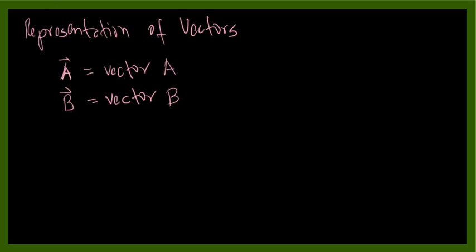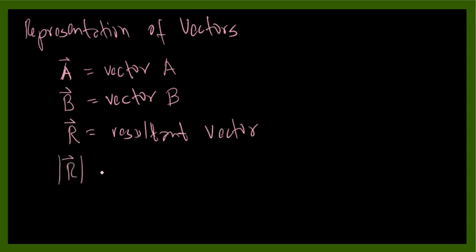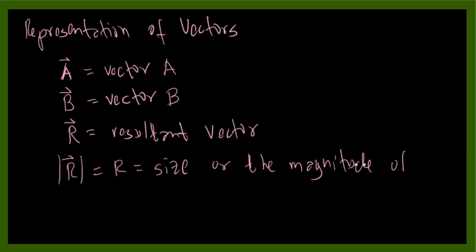So usually if you write R with an arrow, this will be a resultant vector. Okay, now for example, if we take the absolute value of our resultant, this will be equal to R. So this now is a scalar. If the letter has no arrow up, that is now a scalar. So this will be equal to the size or the magnitude of the vector. Okay, so this one now is a scalar quantity of the resultant R, which describes the size or the magnitude of the resultant vector.